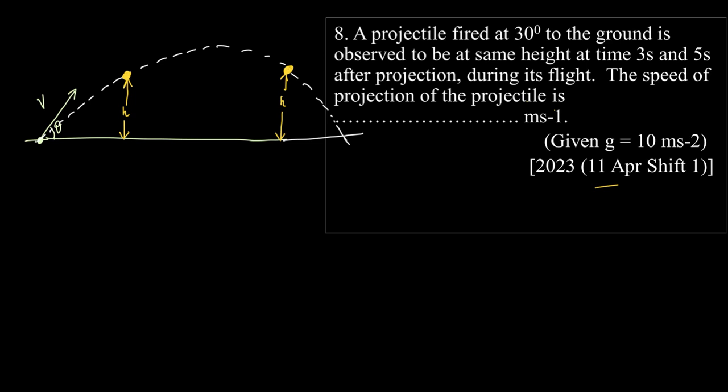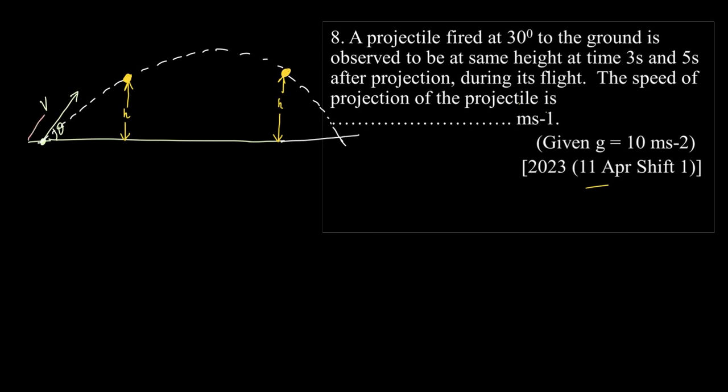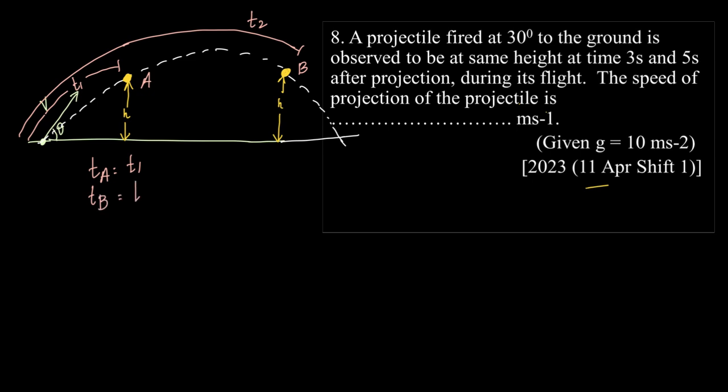Now what we'll do is, it is given that the object is at the same height at 3 seconds and 5 seconds. So for the time being, I'll consider the time to reach A to be t1 seconds, and A and B are at the same height, so the time to reach B is t2. Height at A is h, height at B is also equal to h, right? So this is what we have.